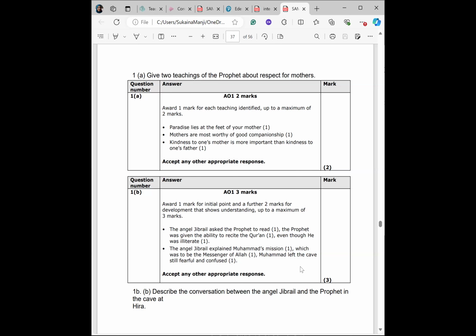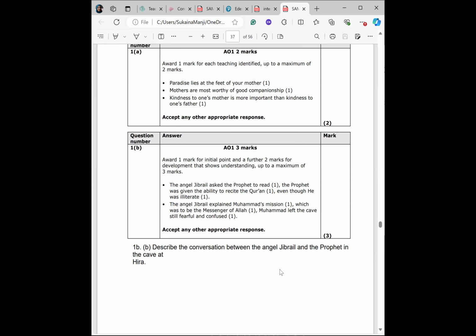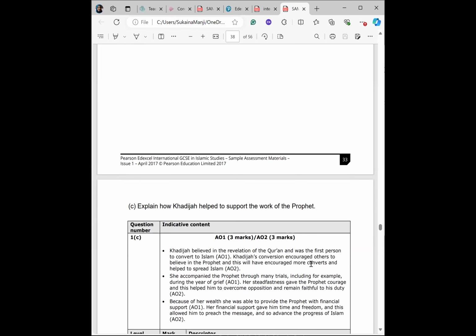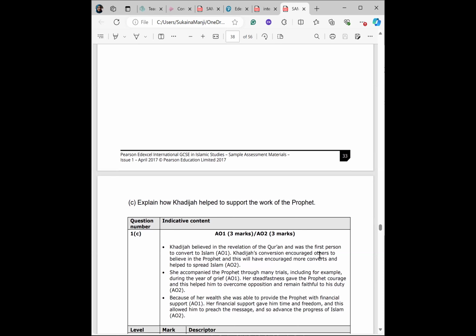If you are maybe giving this question as homework for them, you can show them these could be some responses that you can use and then train them accordingly. For the examiner, these are indicative responses. Again, they can accept any other appropriate response as well. Now, in terms of the C question and the D questions, which have the best fit levels. So, for example, here, explain how Khadija helped to support the work of the Prophet.